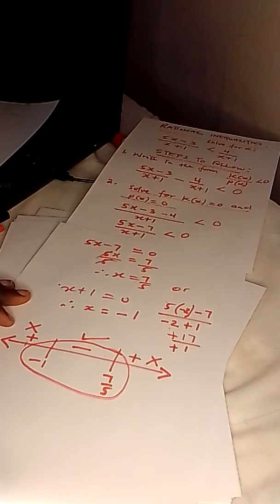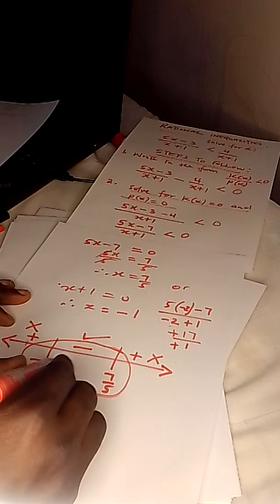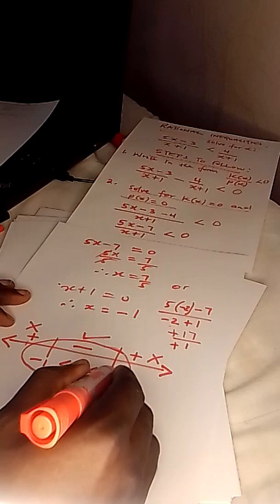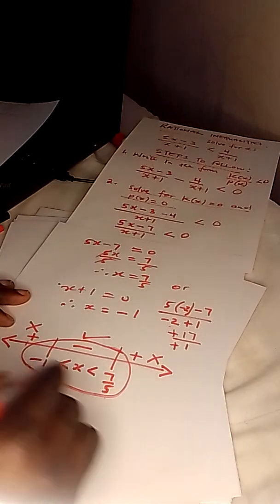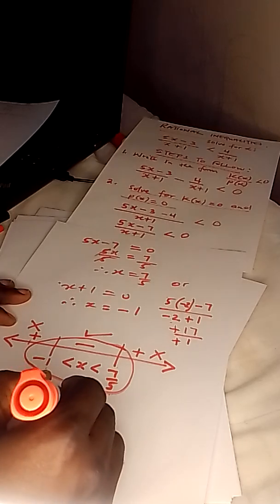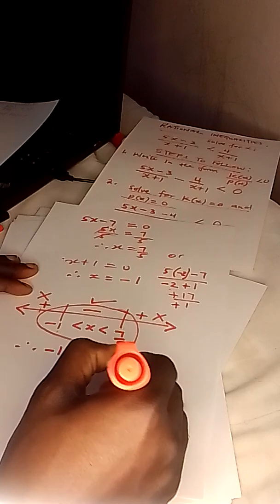Okay. So then now you choose to add them. So it's minus 1. You can simply put less than, then you put your x, you put less than again, then it goes like that. Don't change any sign in between here. Okay. So therefore your final answer is minus 1 less than x less than 7 over 5.